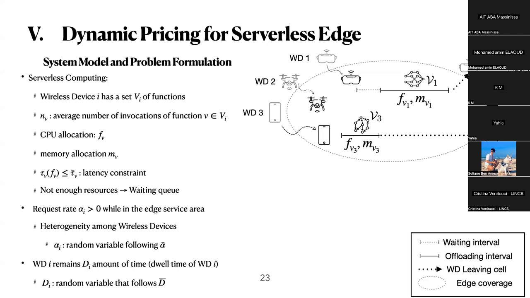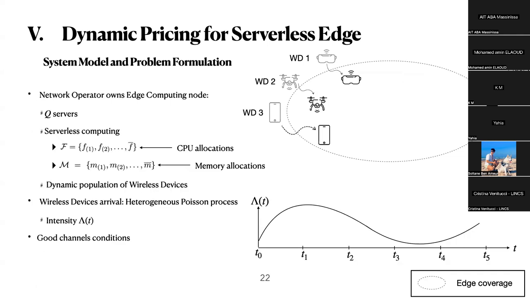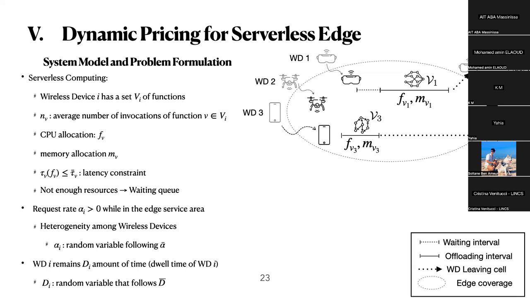Yeah, so here, for example, if a user requires, for each function, some CPU allocation and memory allocation, the user knows its latency requirements, and it will ask for the memory and CPU allocations based on that latency. So basically, if there are enough resources and the user is allocated such resources, we consider that the latency is expected in this case. So it's directly modeled as a function of that allocation.